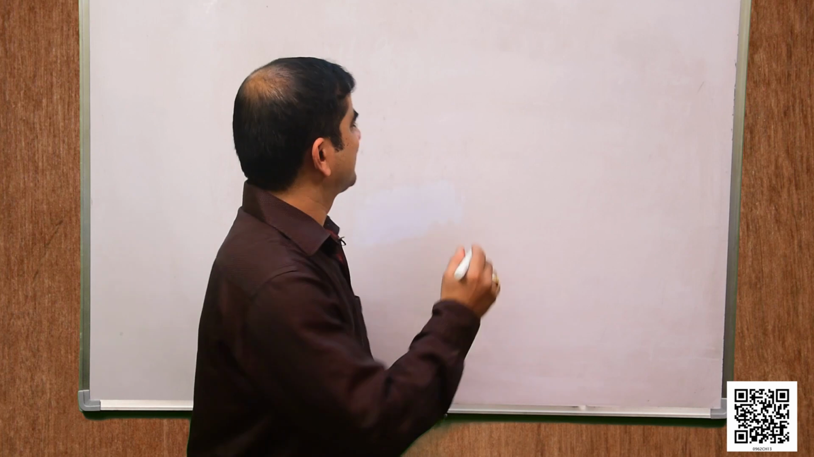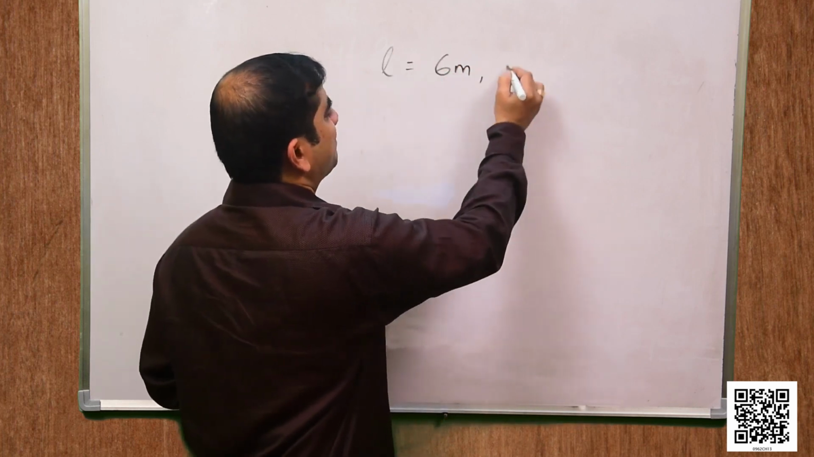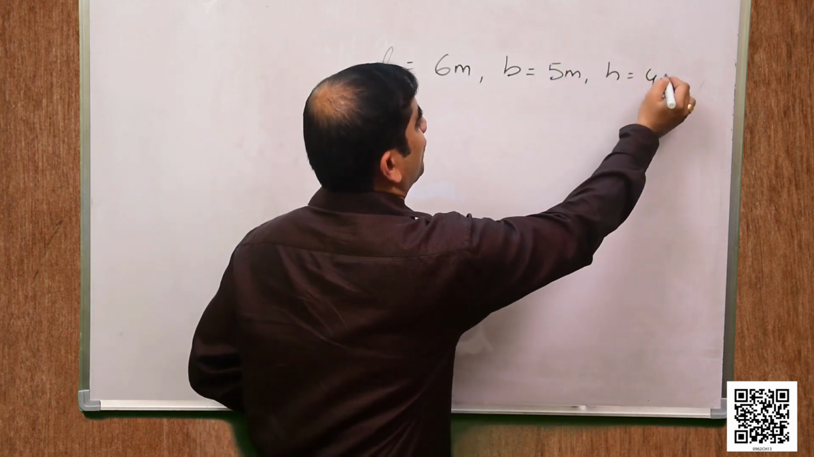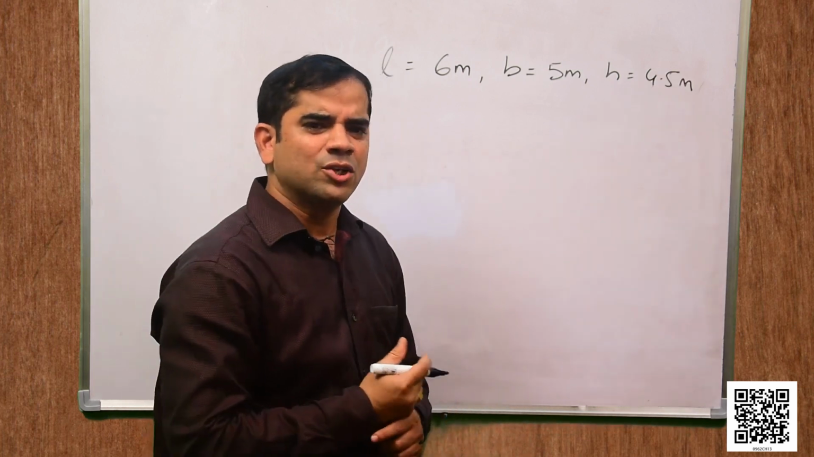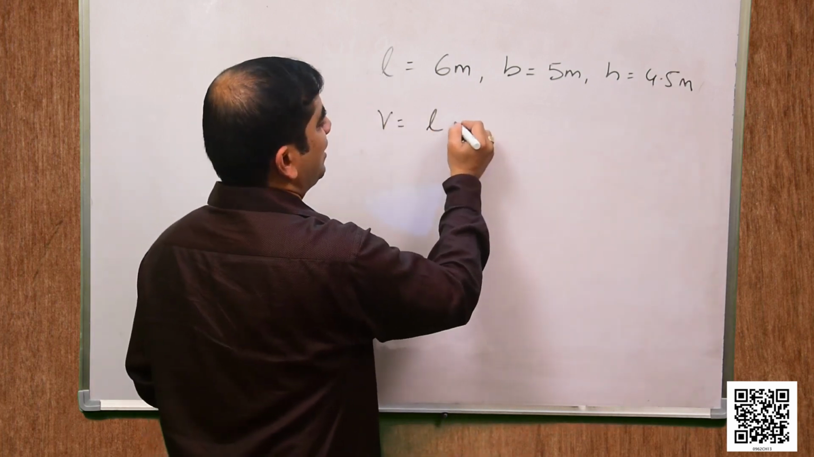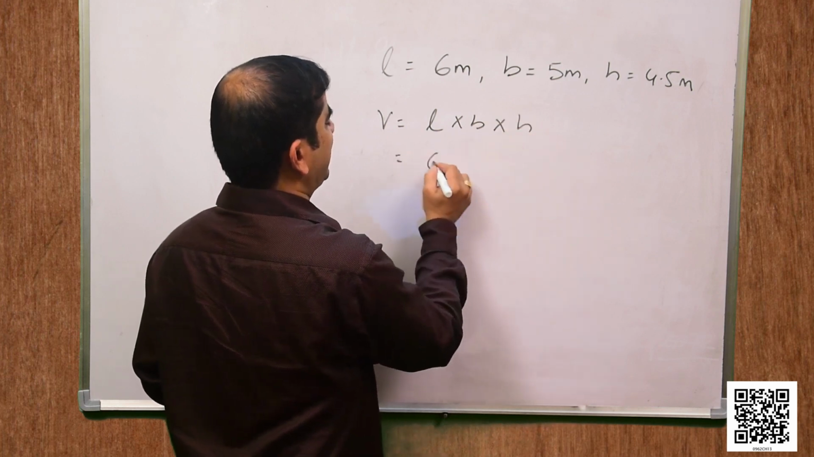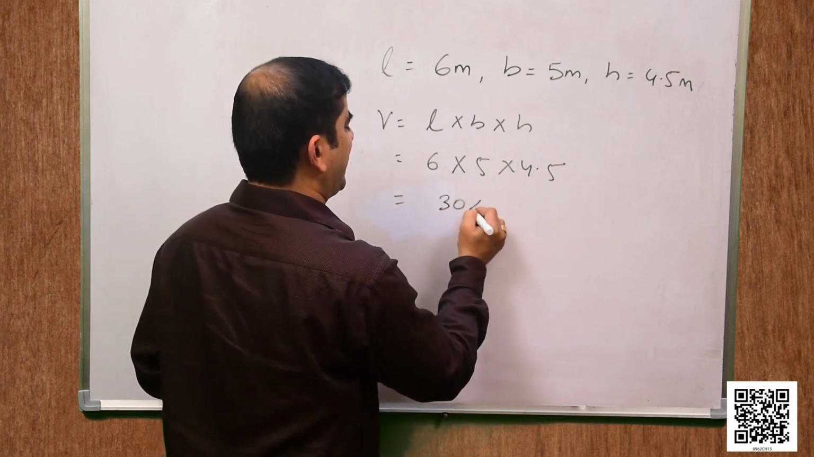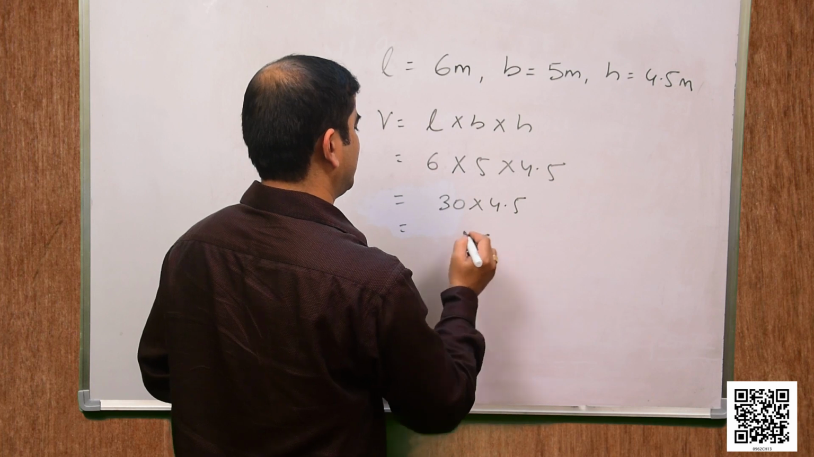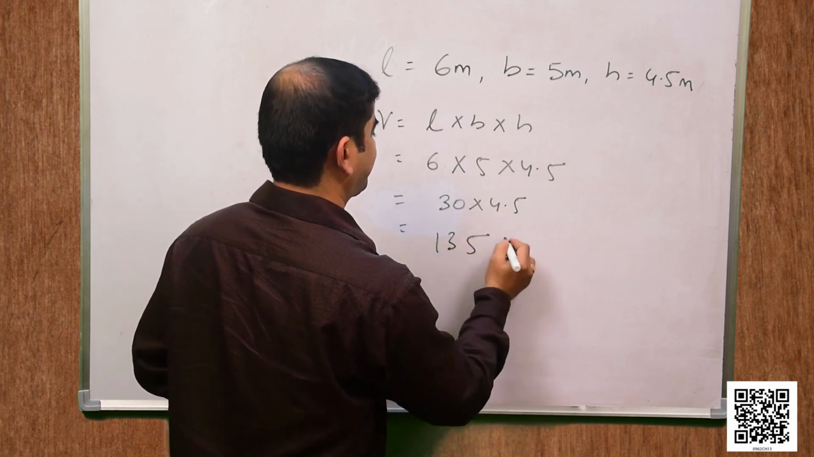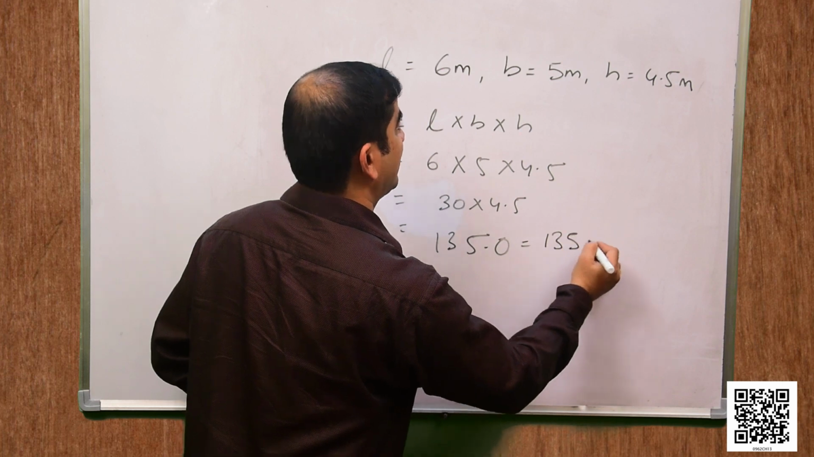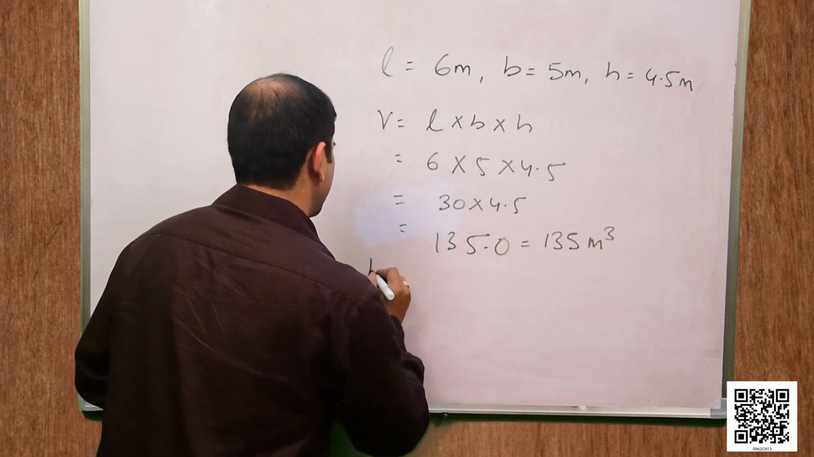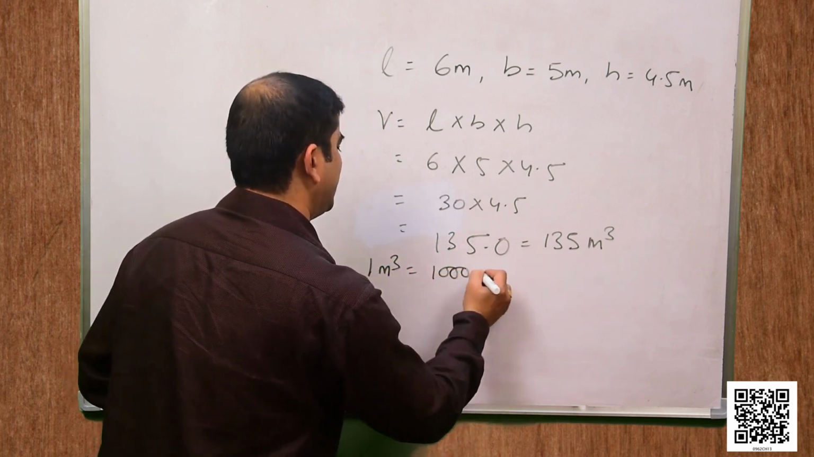As per the question, length is equal to 6 meter, breadth is equal to 5 meter and height is equal to 4.5 meter. So, what is the volume? V is equal to length into breadth into height, that is 6 into 5 into 4.5. So, that is equal to 30 into 4.5, that is 135 meter cube, and it is given that 1 meter cube is equal to 1000 liter.